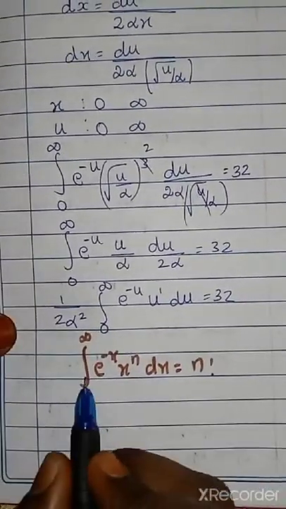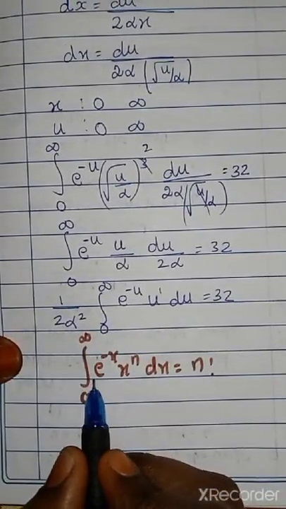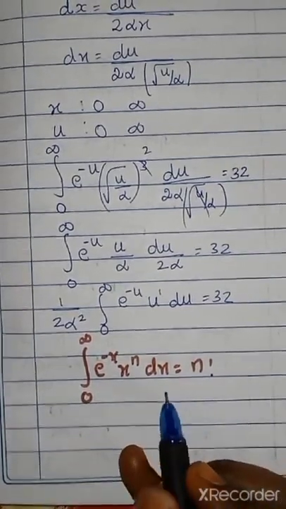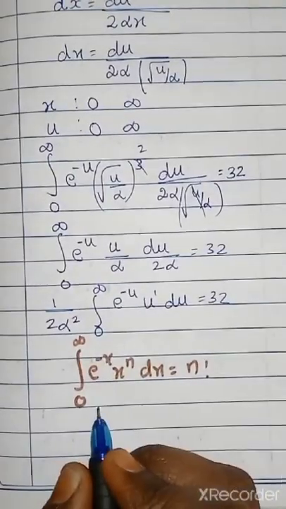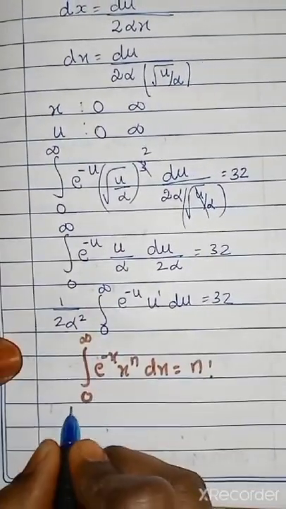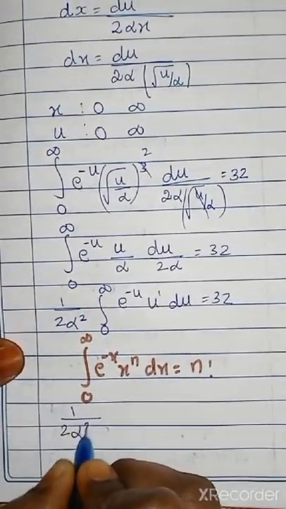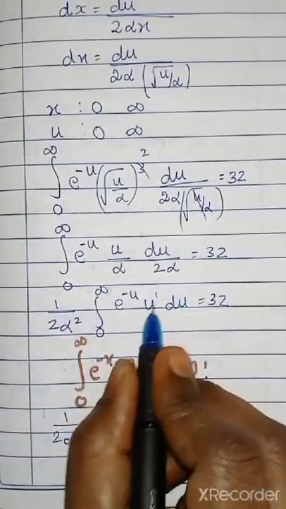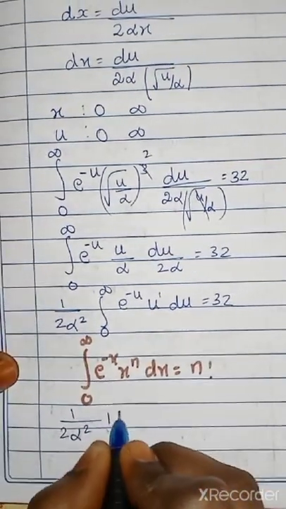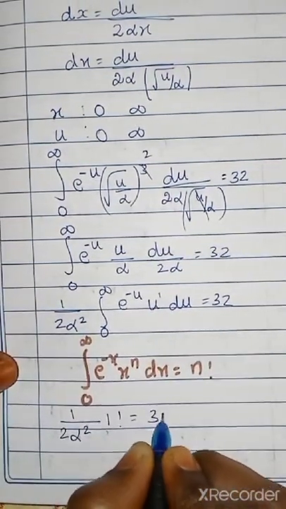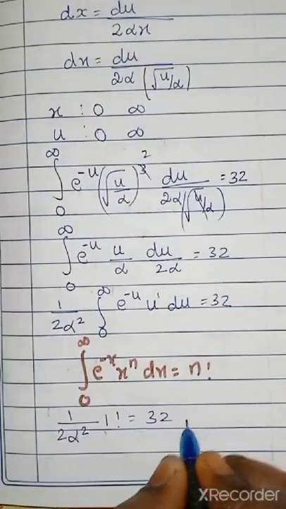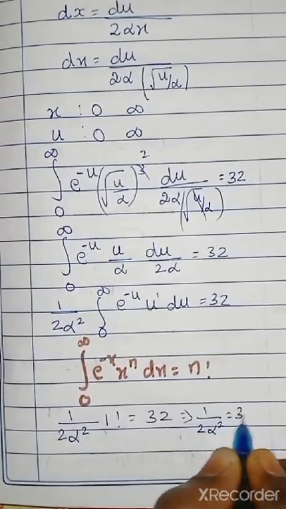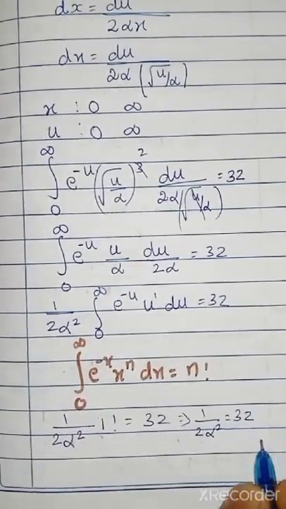So we are using the formula integral 0 to infinity e power minus x power n dx equal to n factorial. So this you can take it as 1 by 2 alpha square. Correct? 1 by 2 alpha square. Instead of this, n factorial. So here n value is 1. So 1 factorial, which is equal to 32. That is 1 by 2 alpha square equal to 32.